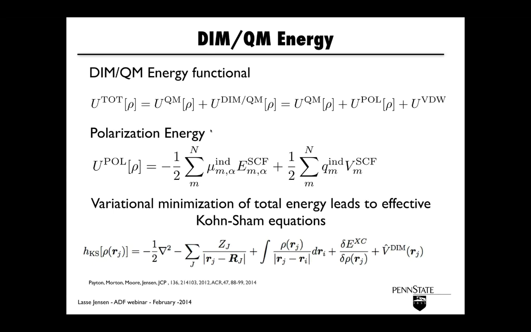And if you minimize this energy, in the same way that you do for the Hartree-Fock energy, it leads to an effective Coulomb Hamiltonian, where you have this additional DIM/QM operator in here that comes from minimizing this energy with respect to all parameters, which means also the fluctuating dipoles and charges.